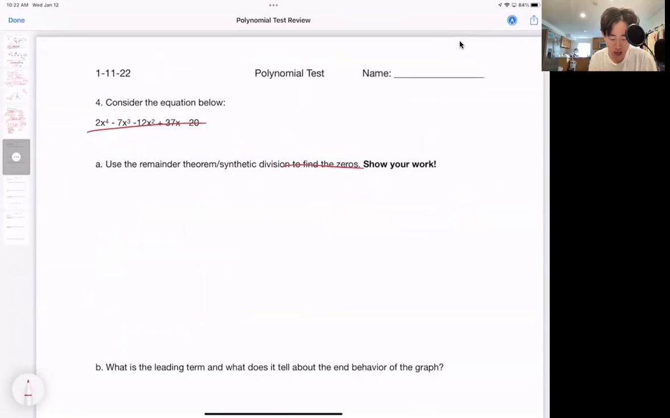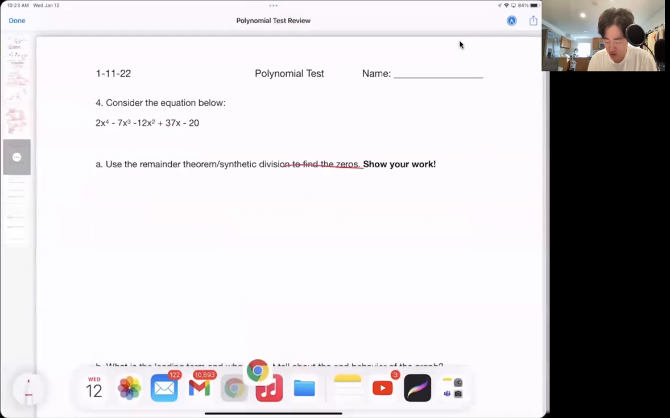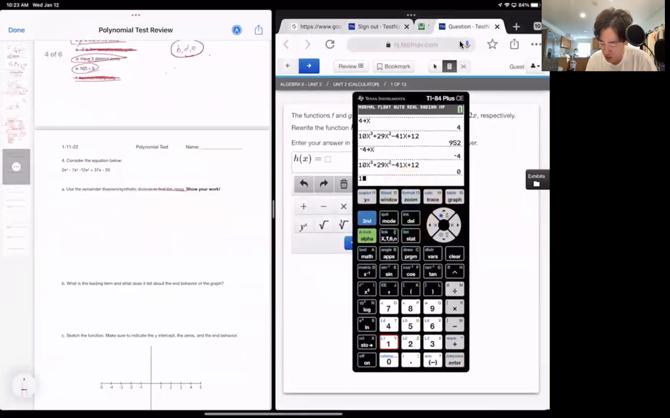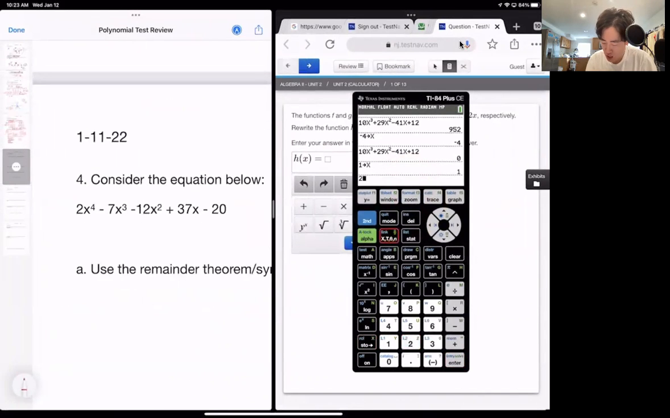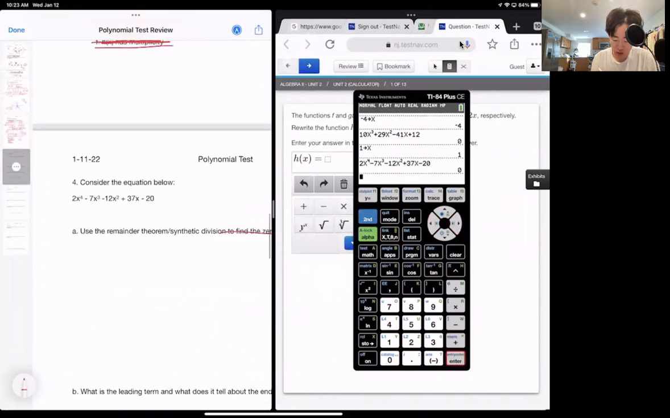So if I wanted to utilize what we know about synthetic division, we're going to go to our calculator once again, store 1 into the x, and start from scratch. So the equation here says 2x to the power of 4 minus 7x to the power of 3 minus 12x to the power of 2 plus 37x minus 20. So then I'm going to plug that in. Oh, look at that. I get a 1 as one of our zeros.